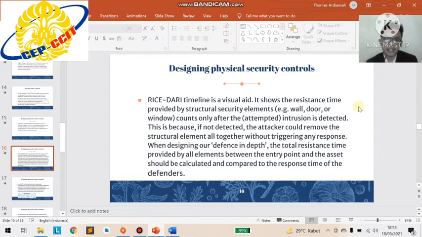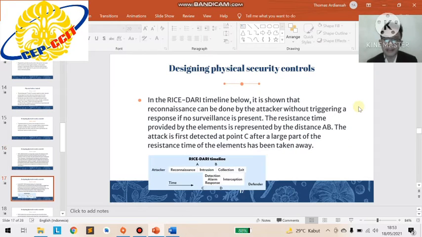It shows the resistance time provided by structural security elements, e.g., wall, door, or window. Only after that, attempted intrusion is detected. This is because, if not detected, the attacker could remove the structural element altogether without triggering any response. When designing defense in depth, the total resistance time provided by all elements between the entry point and the asset should be calculated and compared to the response time of the defender.